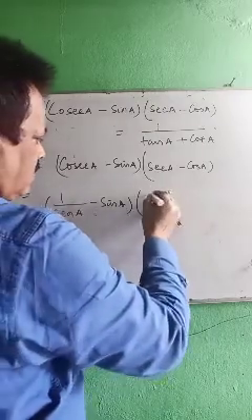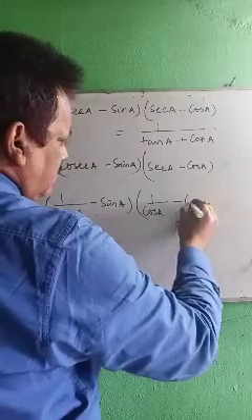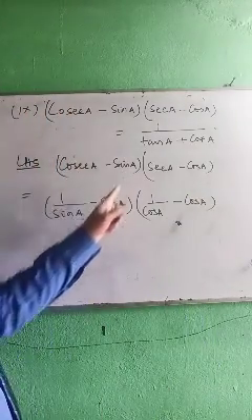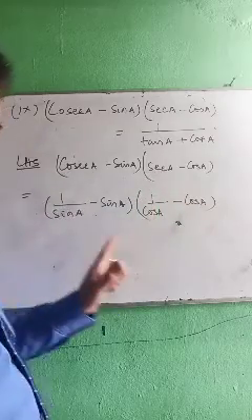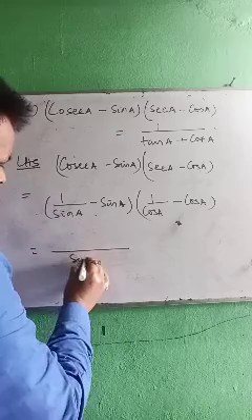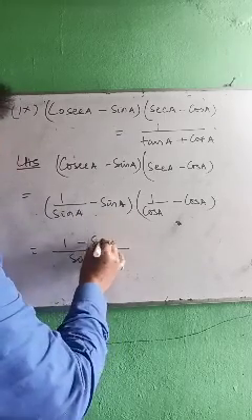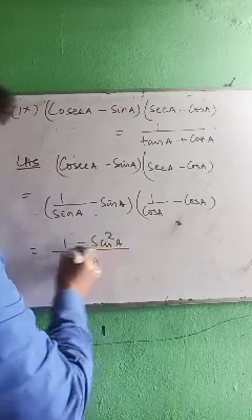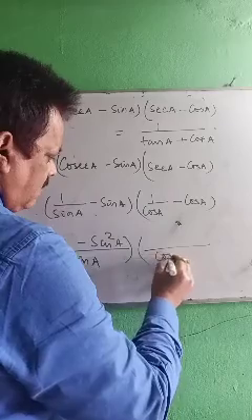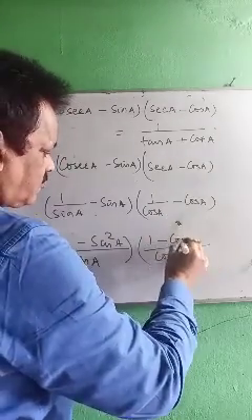Then here 1 by cos A minus cos A. Cosec is 1 by sin, then sin, 1 by cos A, then cos. What is the LCM here? Sin A. The 1 minus sin will be multiplied by sin square A. Then cos A, and cos will be multiplied by 1 minus cos square A.